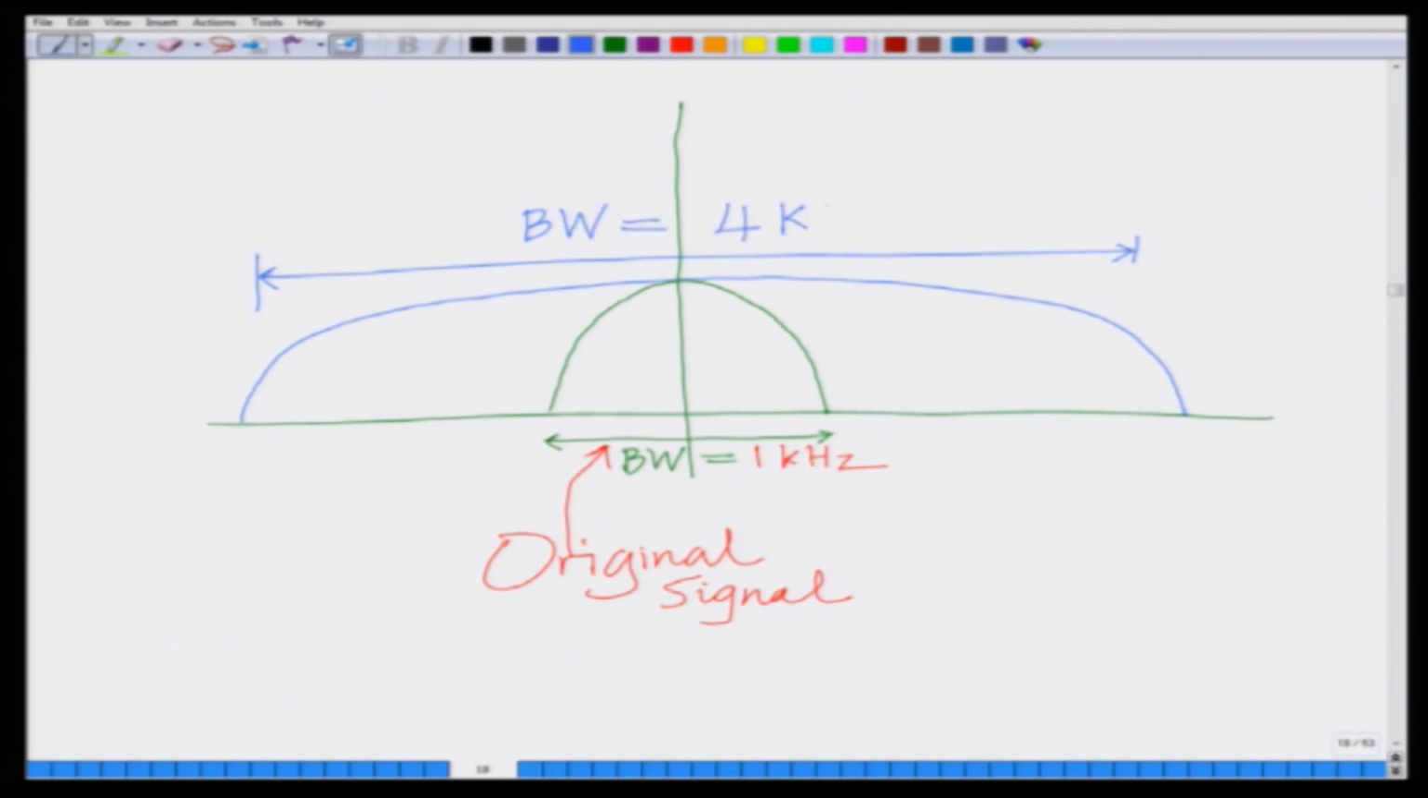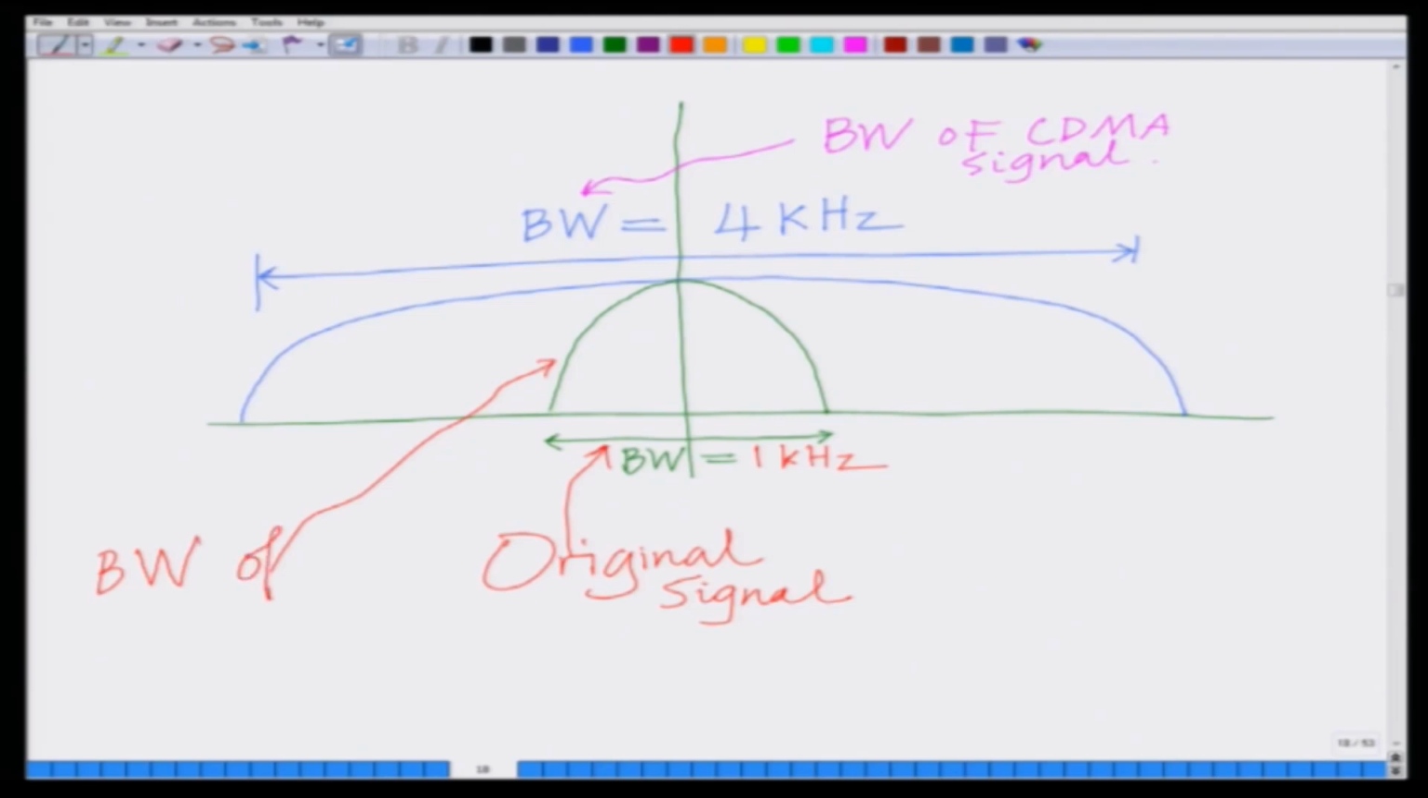The bandwidth of the CDMA signal equals 4 kilohertz. So, multiplying by the code has resulted in an increase in the bandwidth of the CDMA signal. The bandwidth of the original signal is 1 kilohertz. This bandwidth has been spread to 4 kilohertz. So, the bandwidth of the original signal is spread in a CDMA communication system.